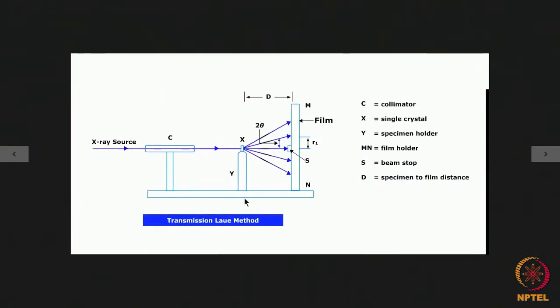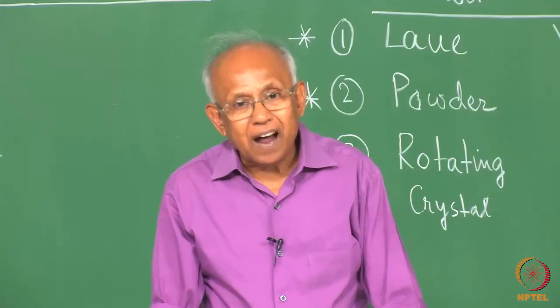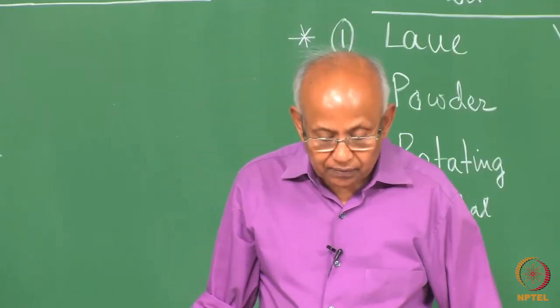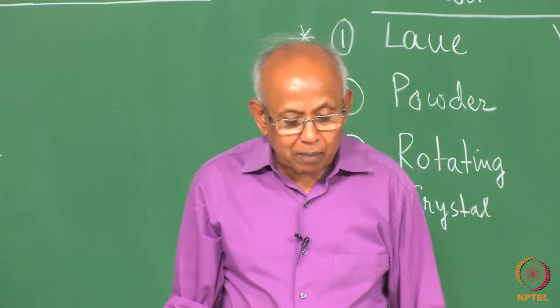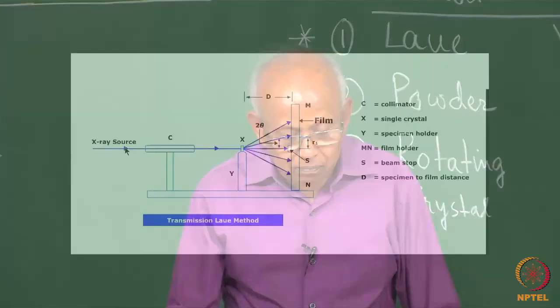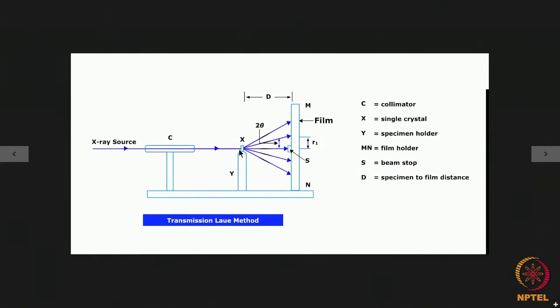So when we talk about all the different methods in more detail, this is the transmission Laue method. From the X-ray source comes X-ray radiation consisting of white radiation. We know that in the Laue method, we need a large number of wavelengths. Why do we need a large number of wavelengths? Because in this method, we have a single crystal specimen to be examined.